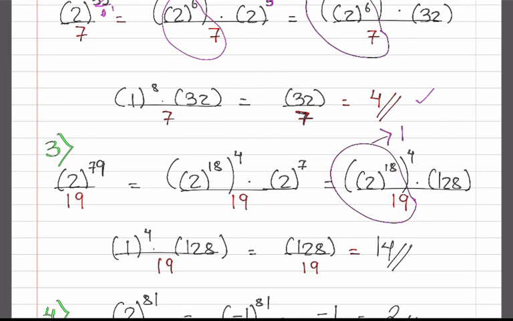19. I see here 2 raised to 79 divided by 19. As soon as I see a prime number, I want 18 here. So I write it here as 18. 18 4s are 72. Okay, what am I left with? 7. So this 2 raised to 7 will remain here isolated.